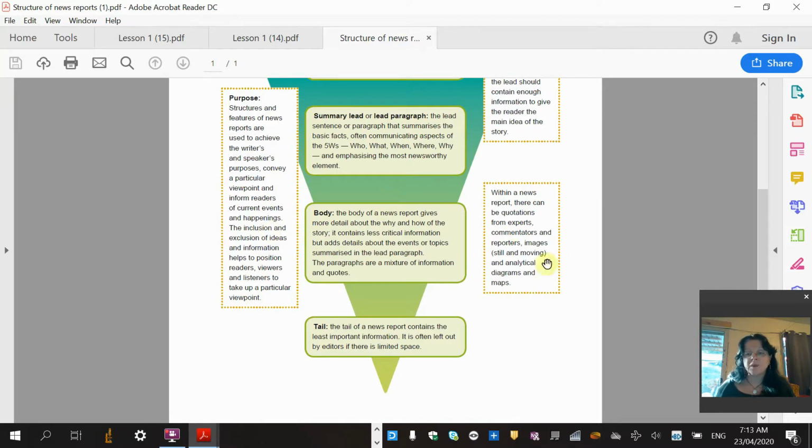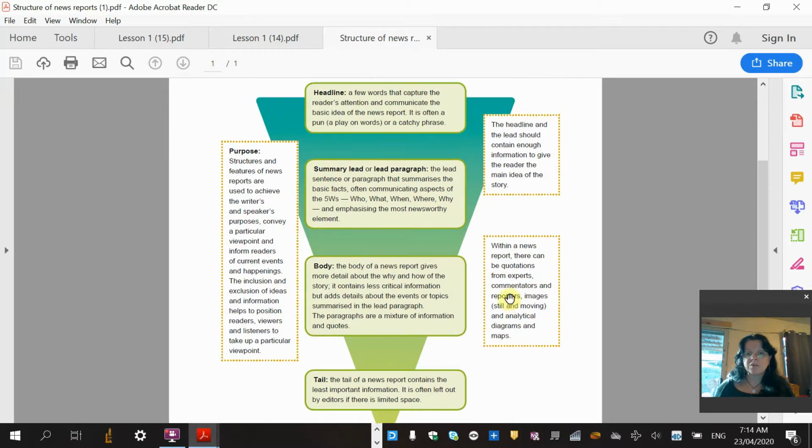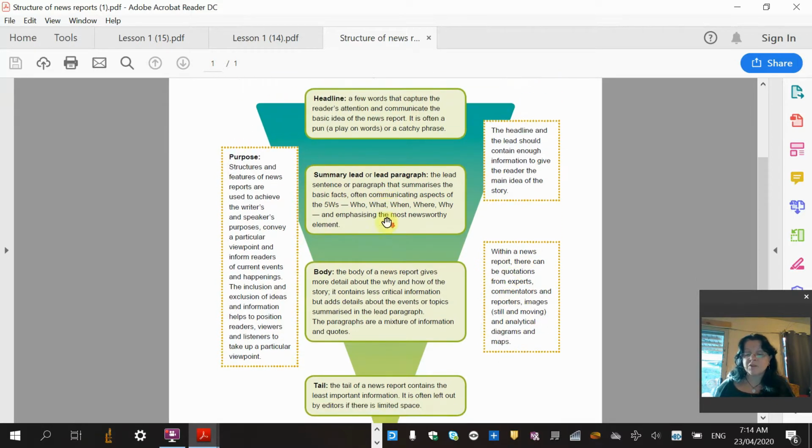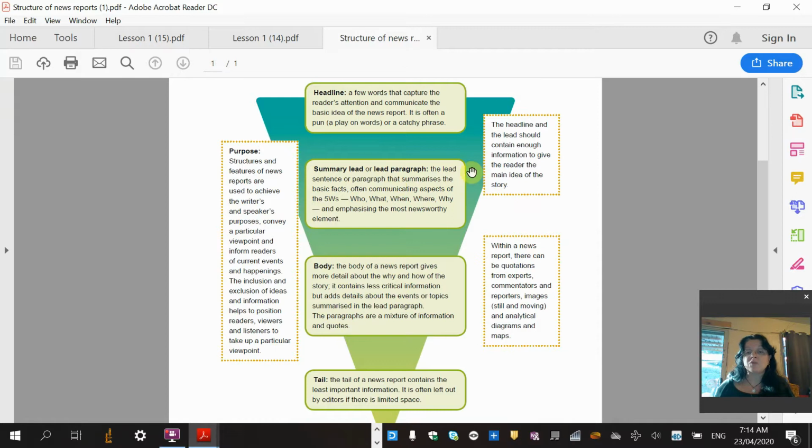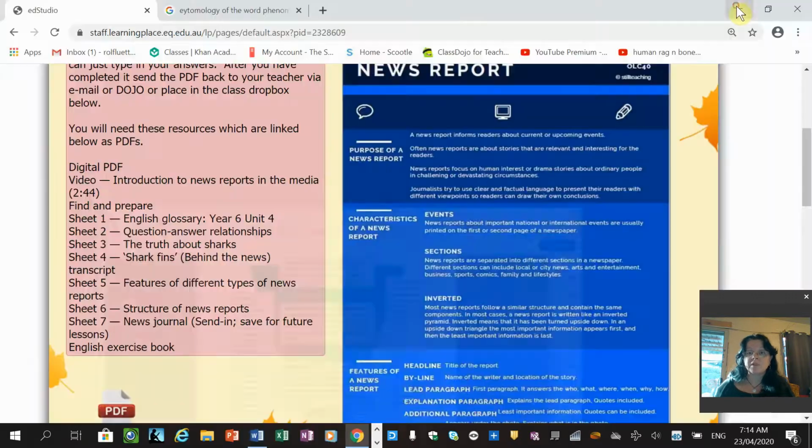And within a newspaper report, as well as having the comments from the reporter, you've got comments from the experts, images that are still or moving, depending on what kind of newspaper report it is. It could be digital, online. It's analytical. It goes into and pulls it apart and discusses why or why not, and diagrams and maps. So they're a very interesting genre that we're studying, and we'll see where it goes next week.